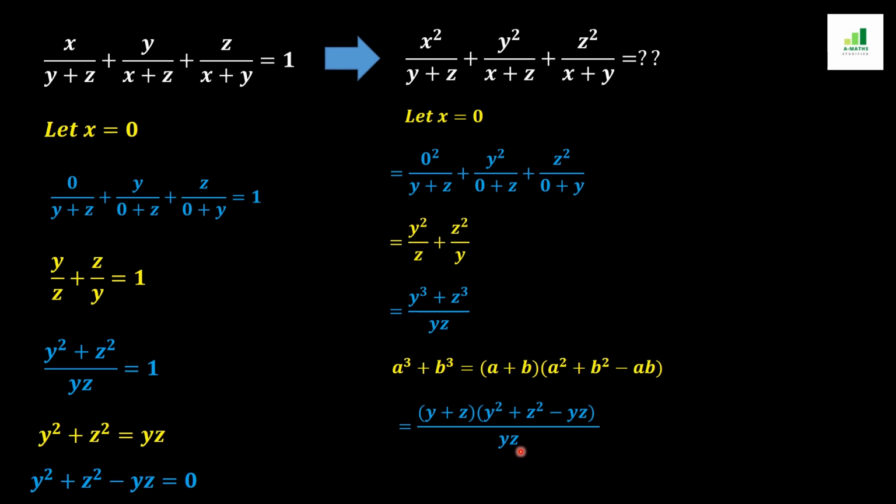And yz exists inside the denominator. As we know from the simplification of the first expression, y square plus z square minus yz is equal to 0. So here we insert the value of y square plus z square minus yz equal to 0. As a result, we get y plus z into 0 over yz, and when we simplify this, we get 0, and this is the answer for this expression.